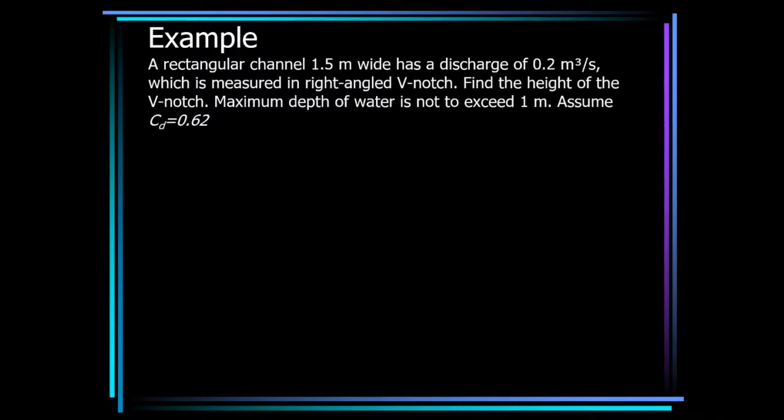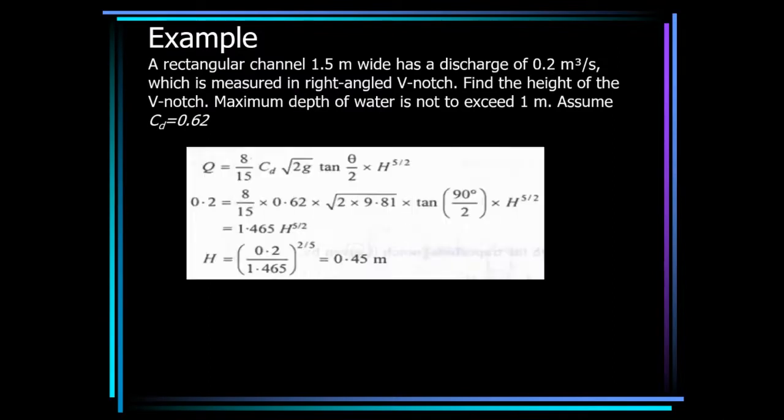Here's another example. It says a rectangular channel is 1.5 meter wide, has a discharge of 0.2 meter cube per second, which is measured in a right-angled V notch. So this is also another triangular section, and the angle is 90. Find the height of the V notch. Maximum depth of water is not to exceed 1 meter. Assume the coefficient of discharge to be 0.62.